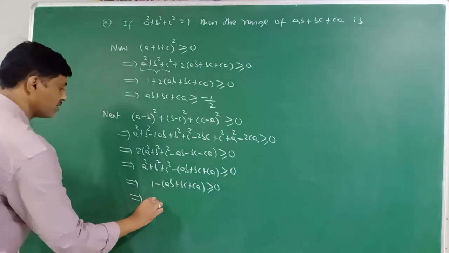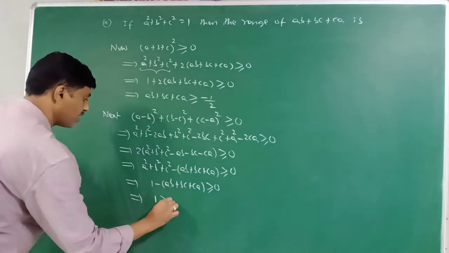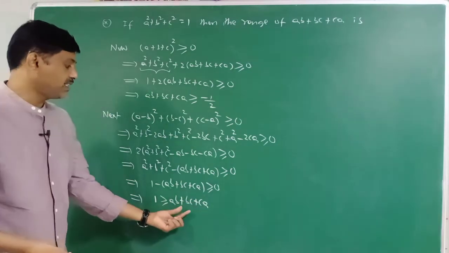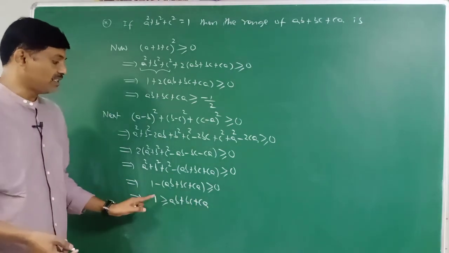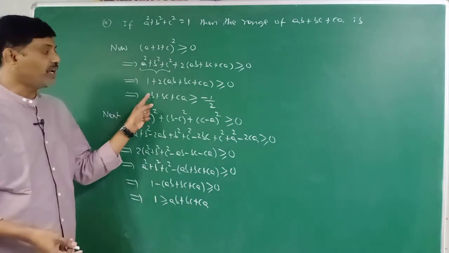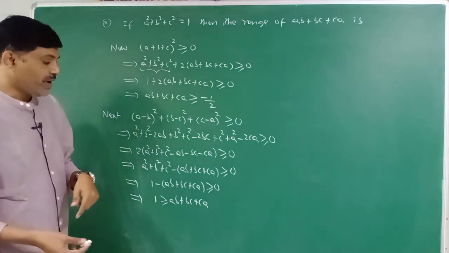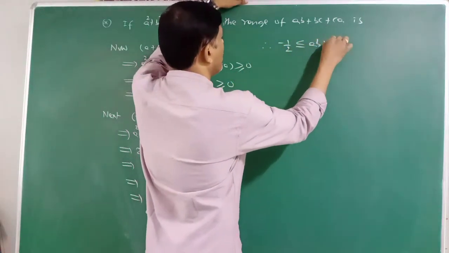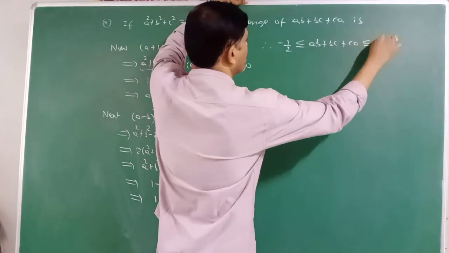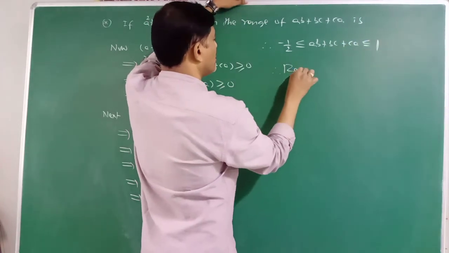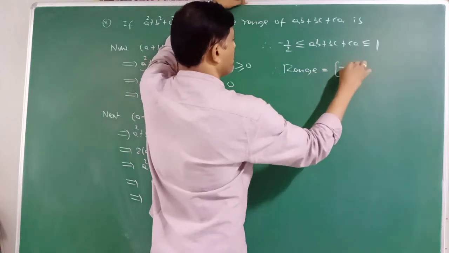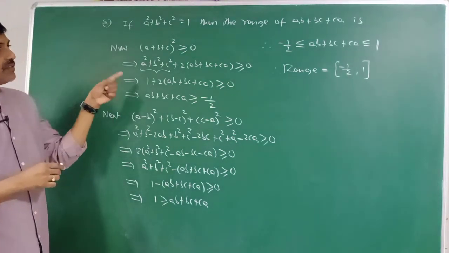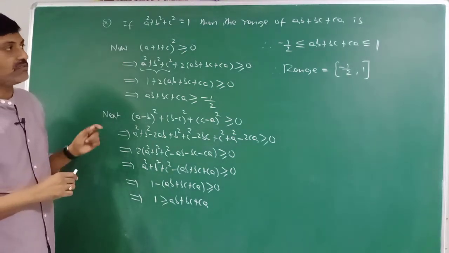This implies 1 is greater than or equal to ab + bc + ca. Now the maximum value of ab + bc + ca is 1 and the minimum value of ab + bc + ca is minus 1 by 2. Therefore minus 1 by 2 is less than or equal to ab + bc + ca, which is always less than or equal to 1. So what is the range? The range is minimum minus 1 by 2 and maximum 1. Okay, now this is the range of ab + bc + ca, students.